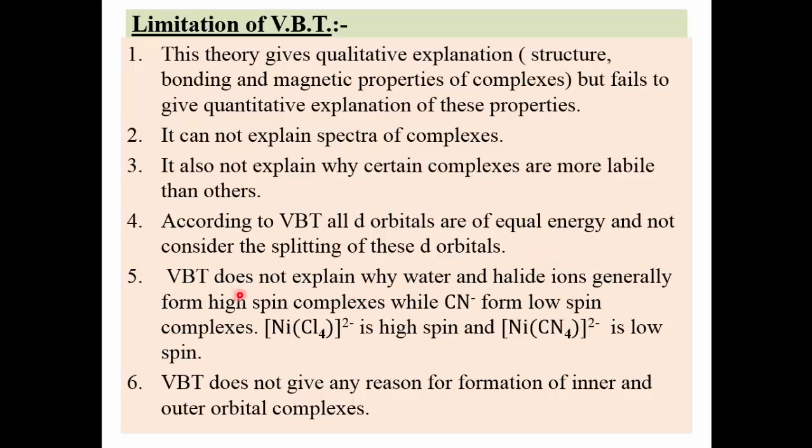Next point is VBT does not explain why water and halide ions form high spin complexes. That means water and halide ions, they are considered as weak ligands by valence bond theory and therefore they form high spin complexes. Why this is so? This is not explained properly by Pauling. While cyanide forms low spin complexes. Cyanide acts as strong ligand and therefore low spin complexes are formed by this ligand. Why this is so? This is not explained clearly by Pauling.